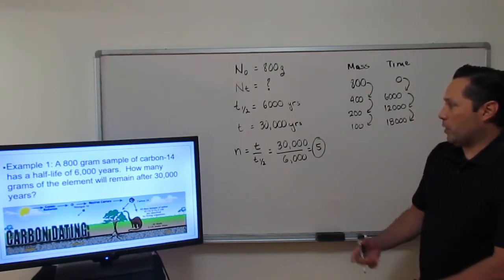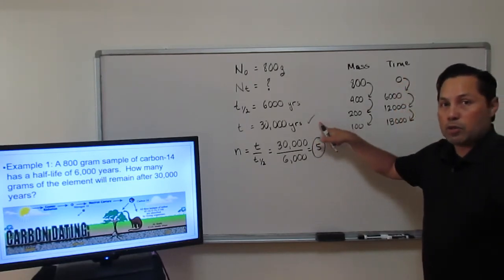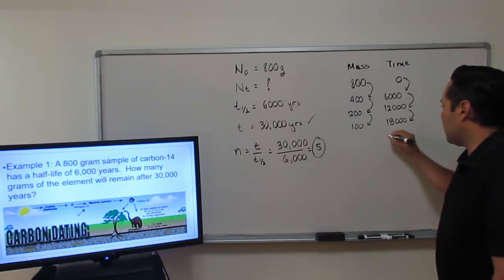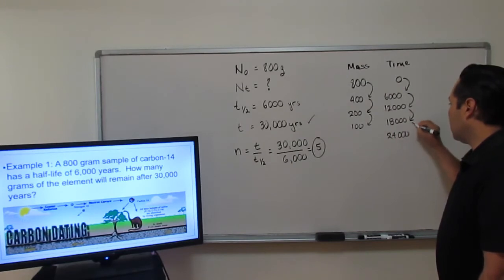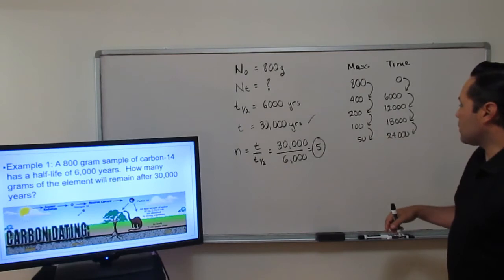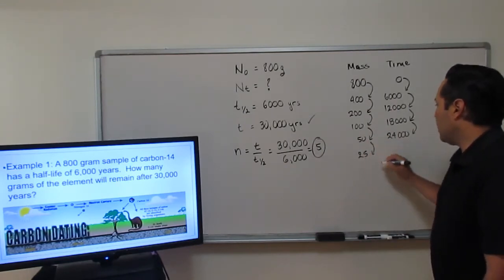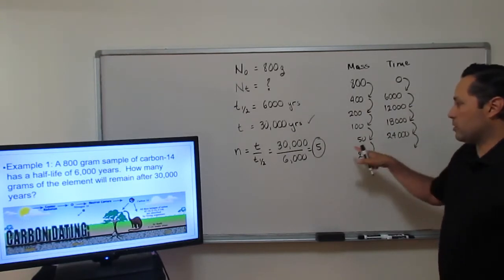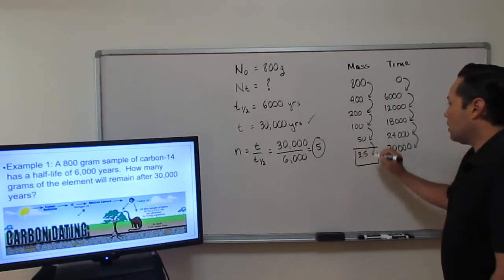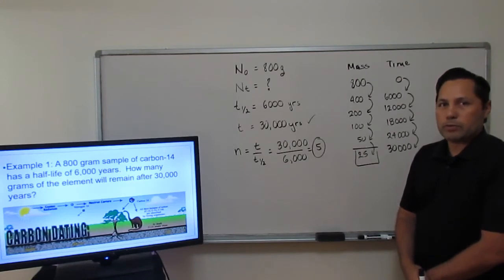How long do I keep going, by the way? Until I reach this time. 30,000 is what we wanted, right? How much is left over after 30,000? So let's keep going. Add another 6,000. We got 24,000. So half is left. That's 50. And last one, another half-life. Half of 50 is 25. And add another 6,000. So that'll give me 30,000. So there you go. After 30,000 years, we have 25 grams.